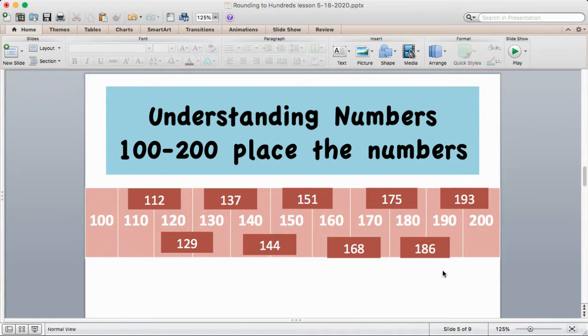So understanding where these numbers are placed and recognizing their number sequence is really very important. Having that number sense to know where to place them and be sure that they're in the proper positions.